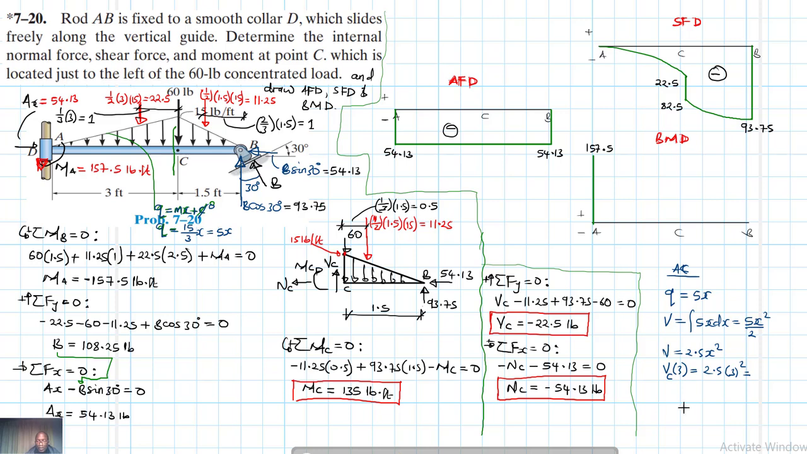Alright, so this gives us 22.5, which is negative. So subtract from the initial value there of 157.5. There is a 0.5 here. So 157.5 minus 22.5, we have 135, right?